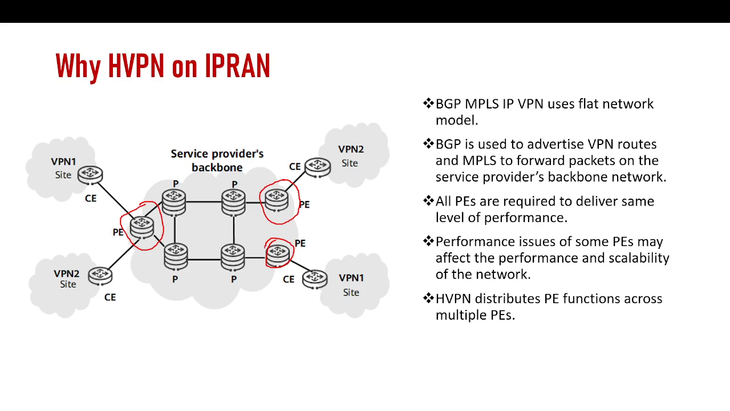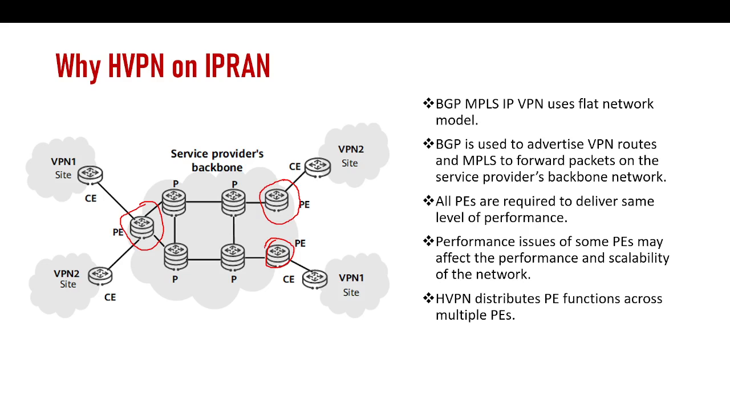And whenever we have performance issues on some PEs, maybe if you deploy a low-end device in some location as a PE, it will end up having low performance, and then it will affect the performance and scalability of the entire network. Remember, if one device is not able to perform well, it ends up affecting the performance of the entire network because it may not be able to advertise or to handle all the routes that are being exchanged. It could be dropping some VPN routes, so we end up impacting the performance of the network.